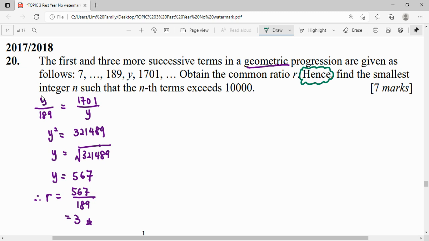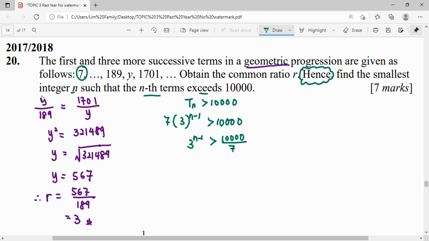We have to find the smallest integer n such that Tn exceeds 10,000. We have to find what our n is here. So Tn will be a, where our a is 7, and r is 3, to the power n minus 1, greater than 10,000. So we're going to simplify our numbers. The 7 we will move to the right hand side.